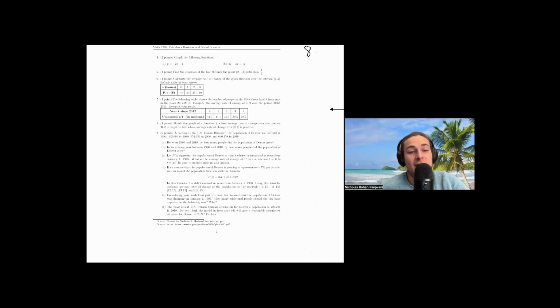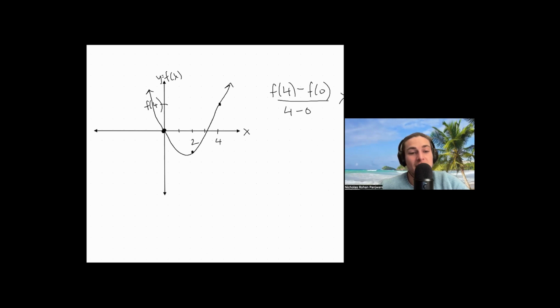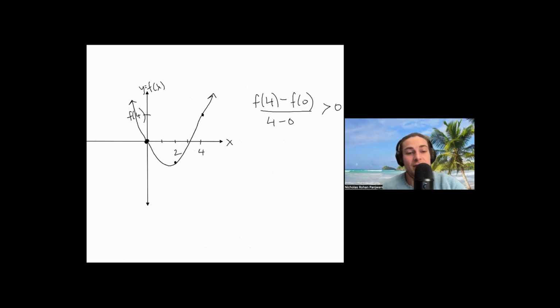That works. If you get something that looks different, that's fine. But I think we covered the key points: f of 2 has to be less than f of 0, and f of 4 has to be greater than f of 0. That's it.